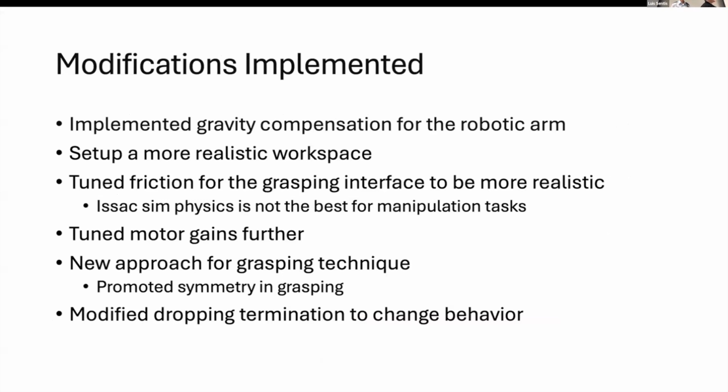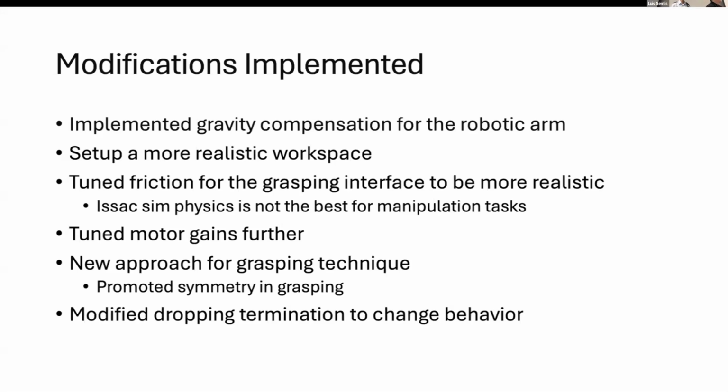more realistic. Isaac Sim, as we learned through this project, is not really good for manipulation tasks, and not many people do it for manipulation. It's more known for locomotion and stuff. So that's why when it comes to manipulation, more people use MuJoCo, which is a different RL training. And we also tuned our motor gains further. There's a lot of tuning involved to ensure that we can get optimal motor gains.